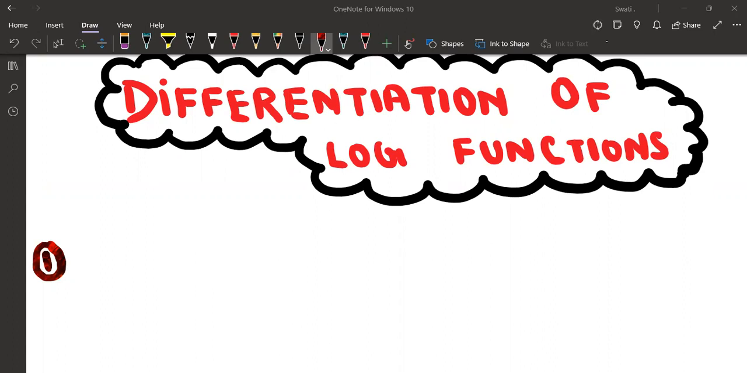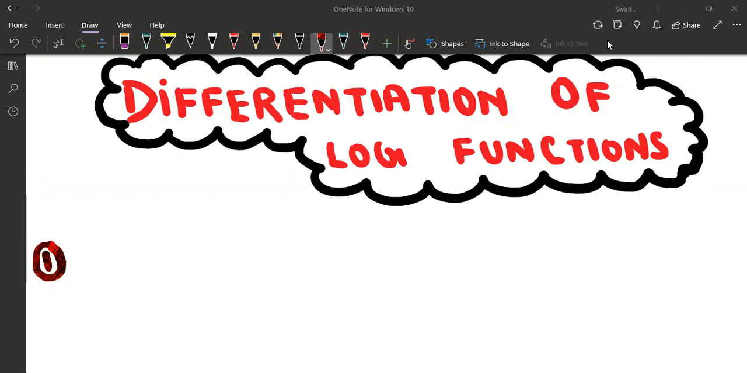In this particular video, we are going to talk on the differentiation of log functions. So I'm going to take all those functions where somewhere or somehow the log will be involved. So yes, this particular video is about differentiation where only log functions I'm going to deal with. So let us directly start with the first question.